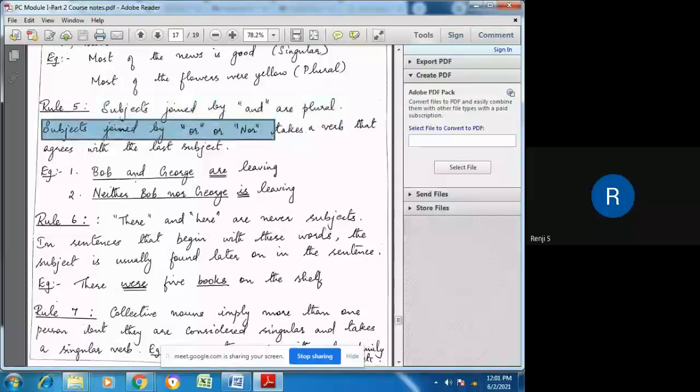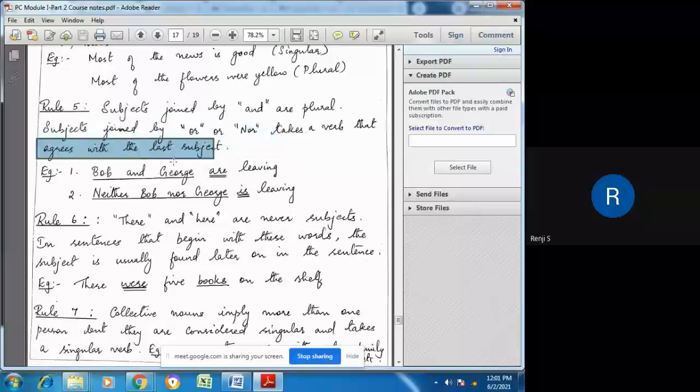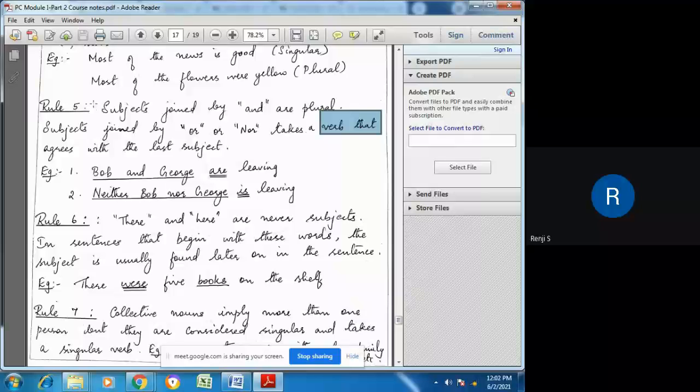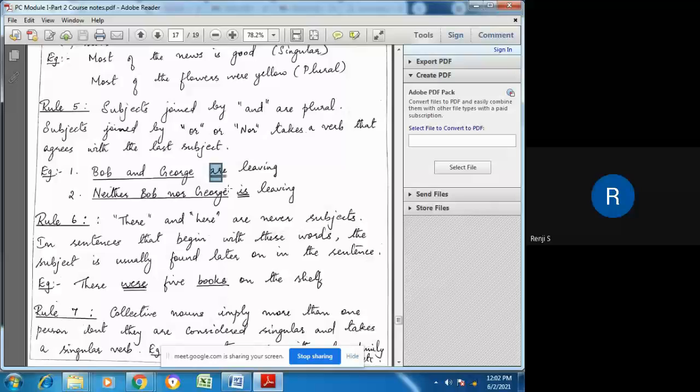If there are two subjects and they are joined by or, nor, they take a verb that agrees with the last subject, the second subject. The verb should agree with the second subject. So let us have a look at it. So Bob and George. So we have two subjects here joined by and. So the rule says that if the subjects are joined by and, then the verb is plural. Okay, this is the supporting verb, the verb is plural.